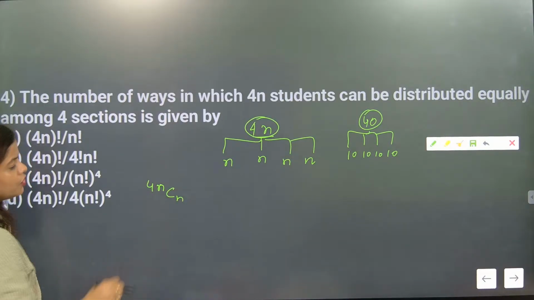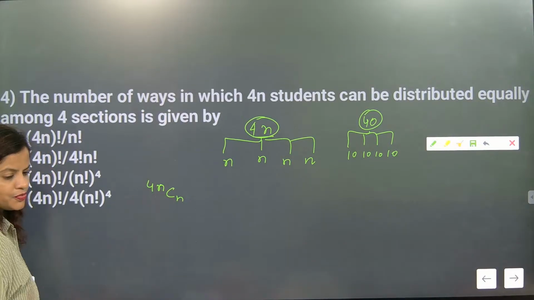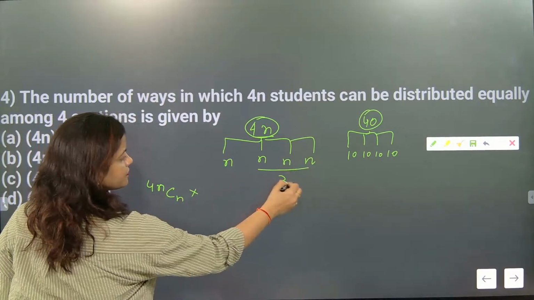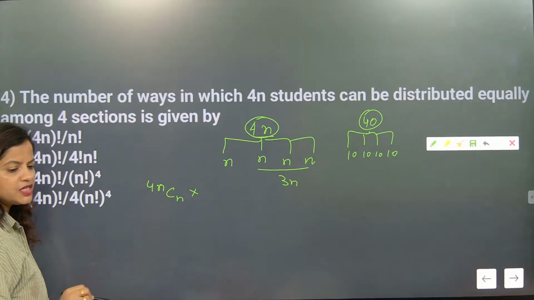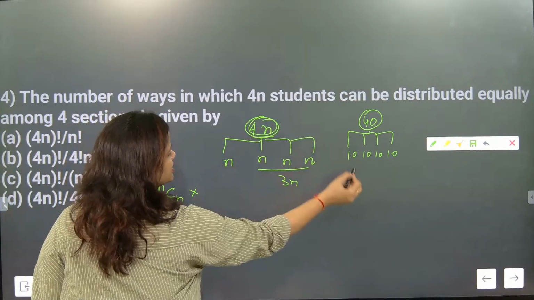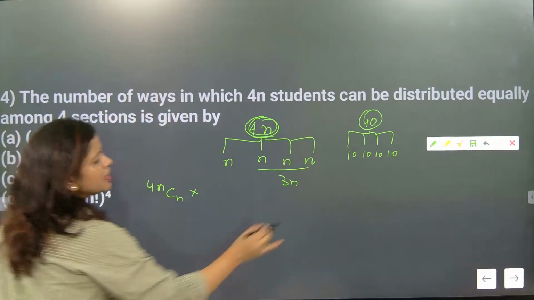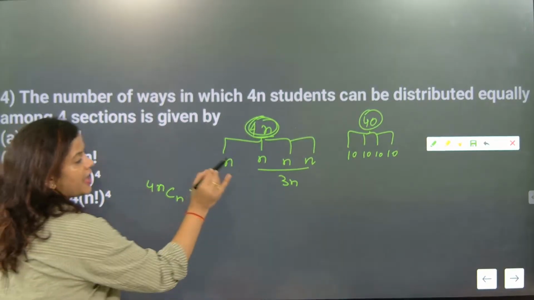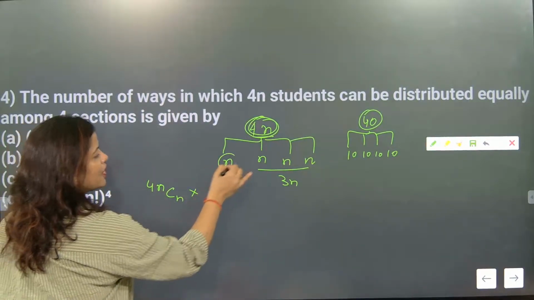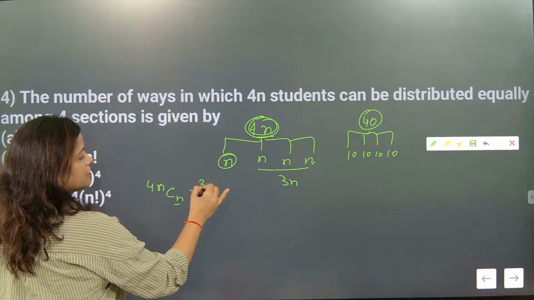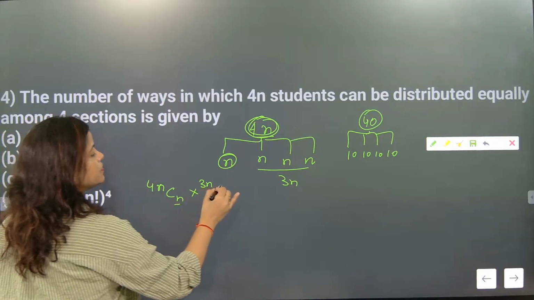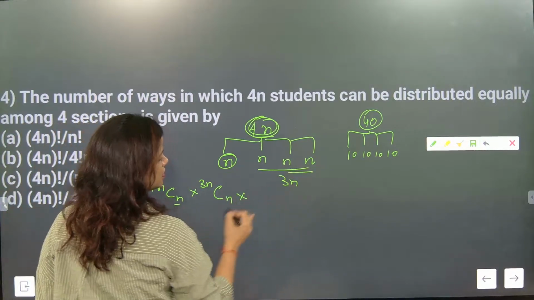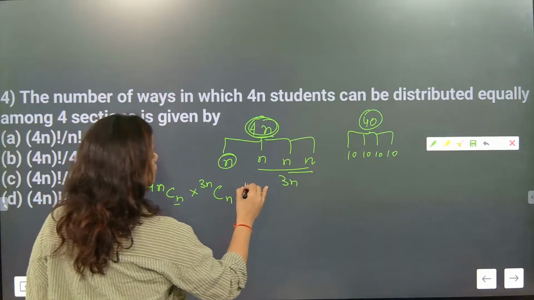Out of 4n, n students are distributed in the first section. Then how many students are left? 3n. If 40 students are equally distributed among 4 sections, each section will have 10, 10, 10. So if 4n is there, each section will have n, n, n, n. First section you have given n, then 3n students are left. Again, n are taken, so 2n students are left.